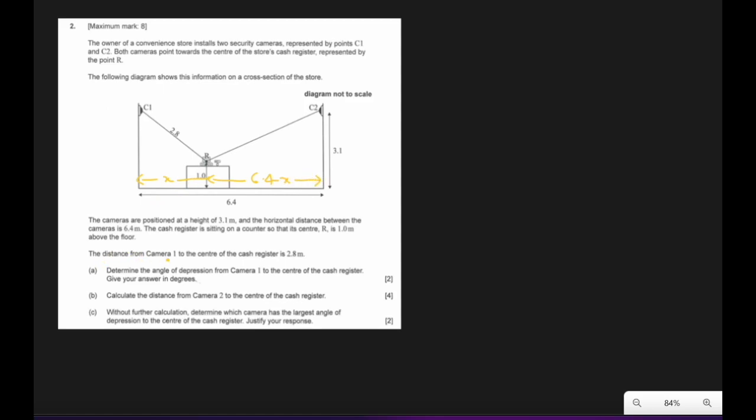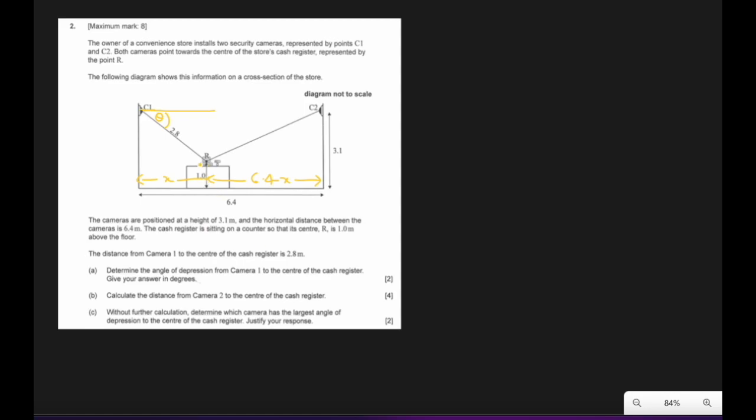The distance from camera 1 to the center of the cash register is 2.8. They have written here: determine the angle of depression from camera 1. So this will be the angle of depression. If we draw a horizontal line here, this is the angle of depression to the center of the cash register. Give your answer in degrees.